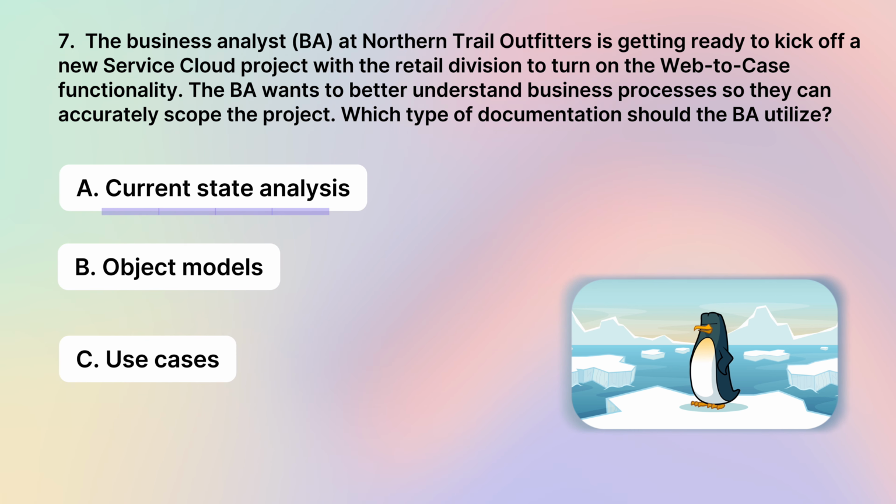While object models, option B, and use cases, option C, are valuable tools in requirements analysis and specification, they are more focused on modeling specific aspects of the system and defining how users interact with it. Current state analysis, on the other hand, is broader and aims to capture the overall landscape of existing business processes. Therefore, in the initial phase of scoping a Service Cloud project, understanding the current state through analysis is crucial to identify areas for improvement and to inform the design of the web-to-case functionality.